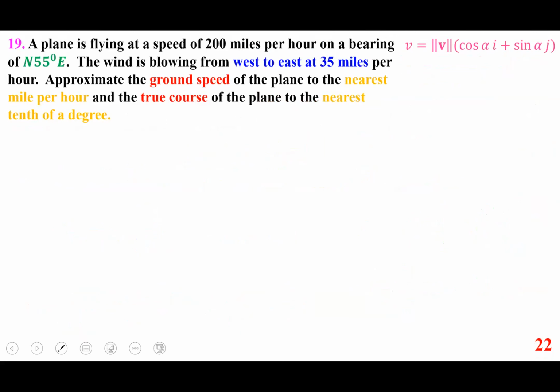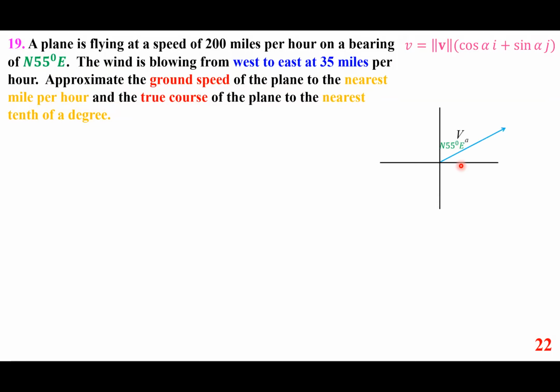Finally, let's look at an application. A plane is flying at a speed of 200 miles per hour on a bearing of north 55 degrees east. The wind is blowing from west to east at 35 miles per hour. Approximate the ground speed of the plane to the nearest mile per hour and the true course of the plane to the nearest tenth of a degree or just degree. We're going to stick with degree because it's given.